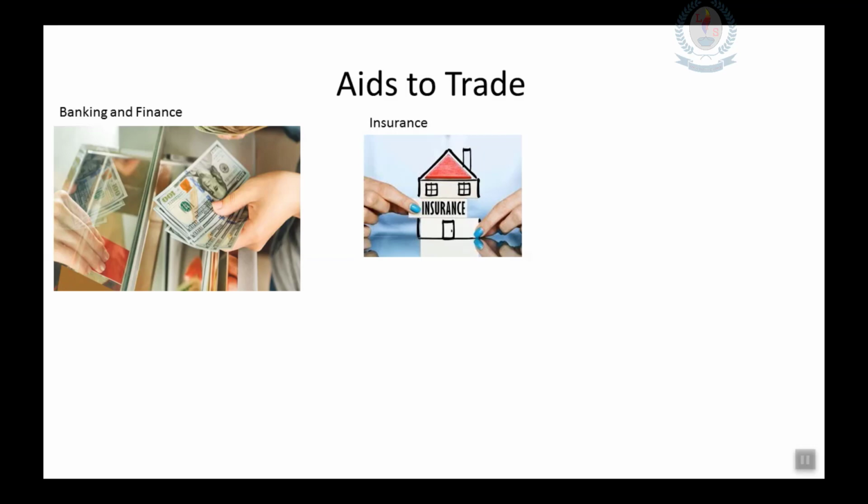How does insurance help trade? Insurance gives necessary protection against risk. People obtain protection by payment of a premium against losses which result from risk. Compensation is provided when the claim is made. So insurance provides financial protection, and so many businesses do their trade with confidence.